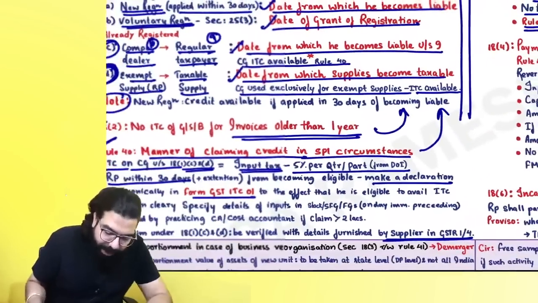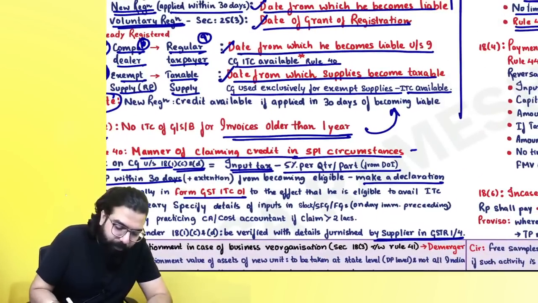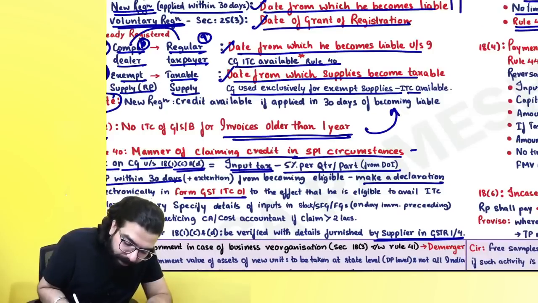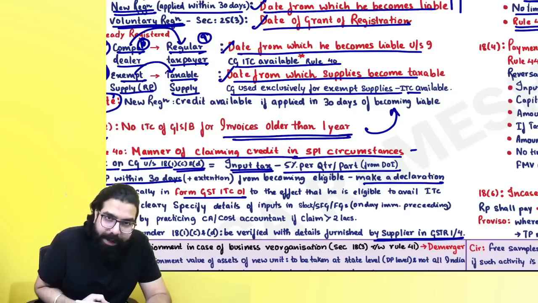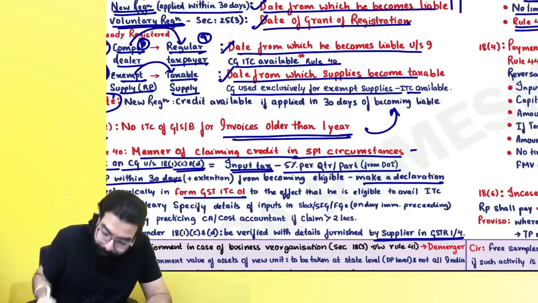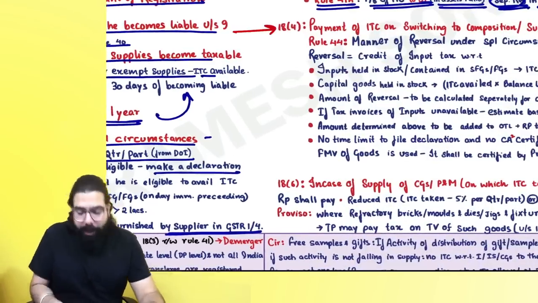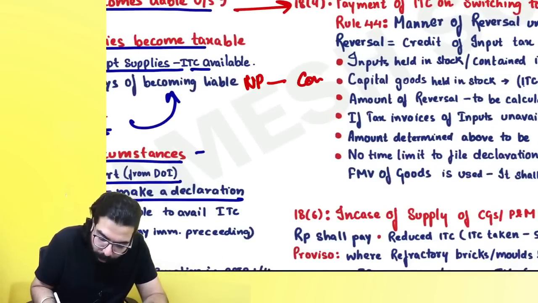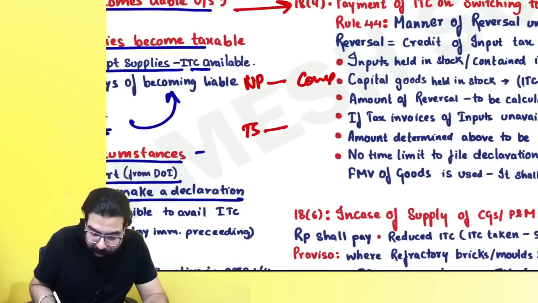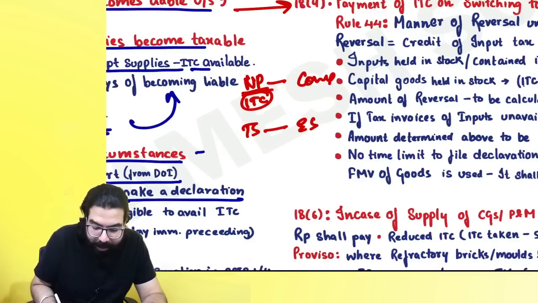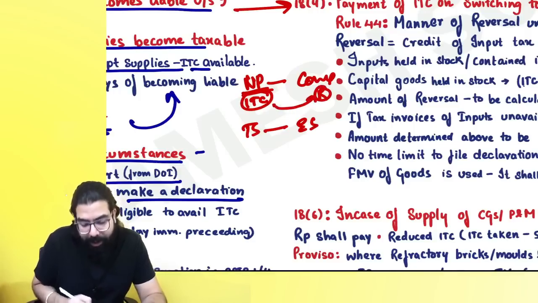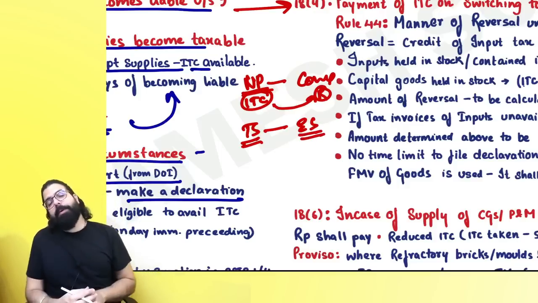Everyone listen to me very carefully. Now there is section number 18(4). Section 18(4) says, listen, composition person, when he became regular taxpayer, you took the credit. Exempt supplies of a registered person became taxable supply, you took the credit. Now what if it is the reverse? The reverse is being spoken over here in 18(4). It says normal person became composition, or taxable supplies of a registered person became exempt supply. In that scenario, normal person, you were taking the ITC. Composition person, you can't take the ITC. So whatever ITC is there in your stock, semi-finished goods and capital goods, you have to reverse that credit.